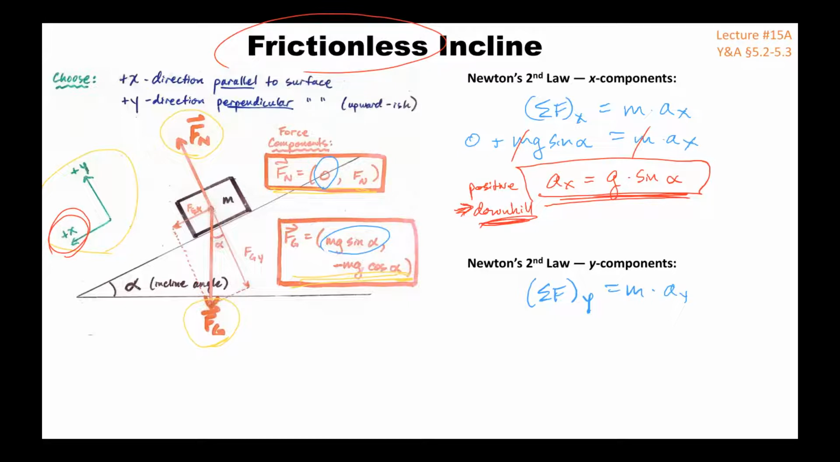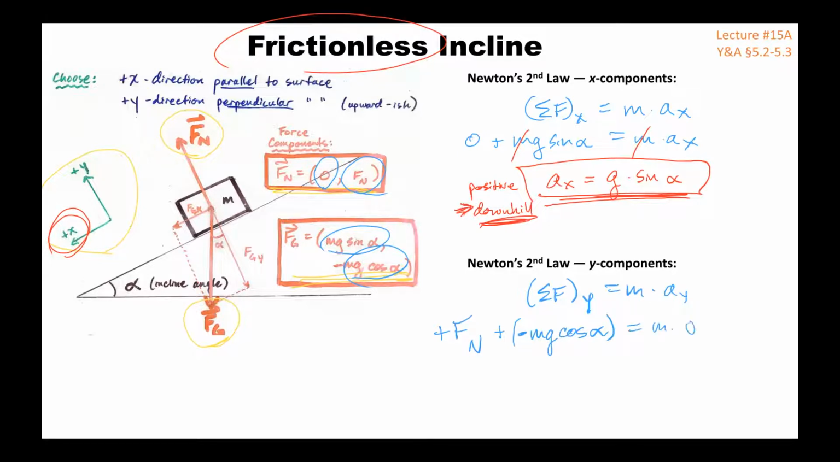Let's do the analysis for the y components now. If I add up the y components of the two vectors, I get the full magnitude of the normal force for the y component of the normal force, and then I get negative mg cosine alpha for the y component of the weight.